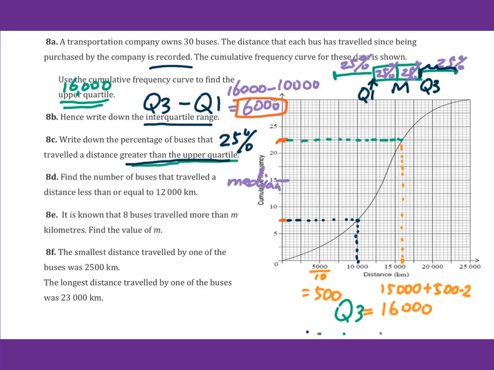For 8D, find the number of buses that traveled a distance less than or equal to 12,000 kilometers. Now find 12,000. Each one is 500. So we need 12,000. From here, I do 1, 2, 3, 4. It's here. This will be 12,000. And then I go up, it's here. Then I go to draw the horizontal line.